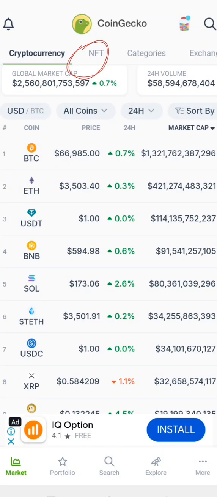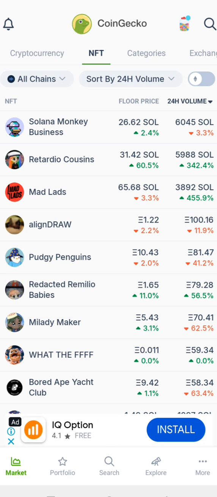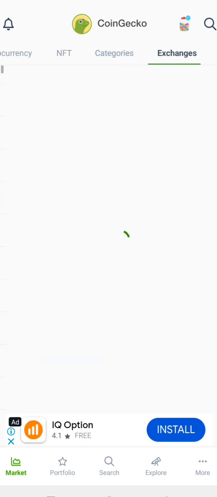Next time we'll be analyzing NFT. Yeah, the difference between NFT and cryptocurrency coin. In our next video we'll be doing that.